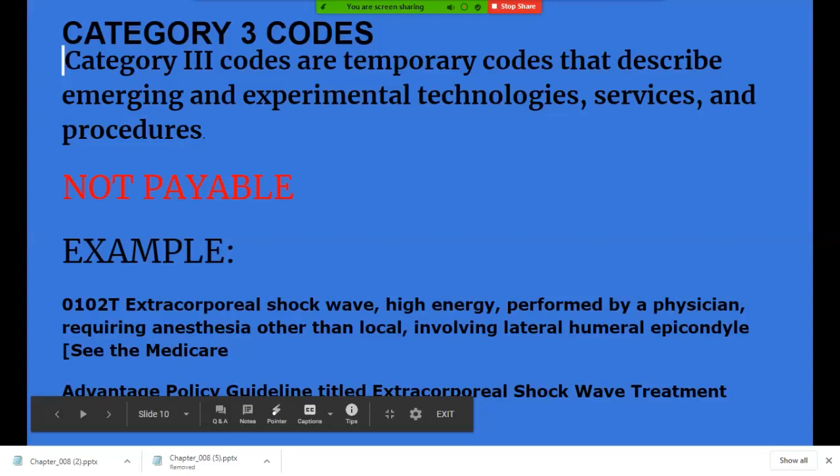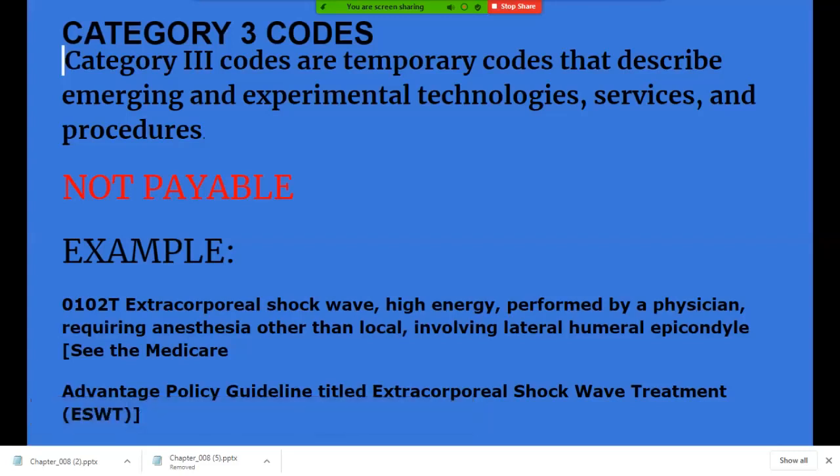Category 3 codes are temporary codes that describe emerging and experimental technologies, services, and procedures. They are not payable. Doesn't mean they're not billable, but they're not going to get any money for these. I'm going to give you an example. 0102T, extracorporeal shockwave high energy performance by a physician requiring anesthesia other than local, involving lateral humeral epicondyle. And it says, see the Medicare Advantage policy guideline titled ESWT. So that's just an example, okay?